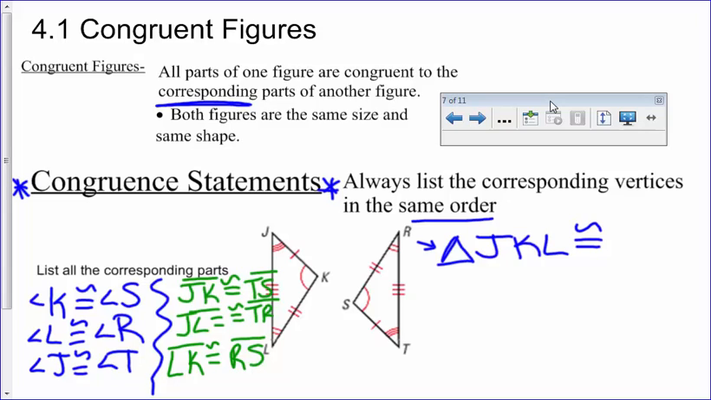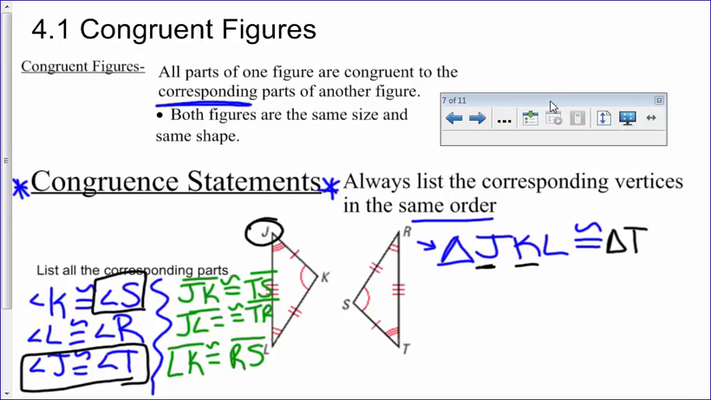And I'm going to take a look at the order of what I put my JKL in. Since I put J first, we take note, I've said J and T over here are congruent. So since J's first, T has to be first on my triangle. K is next. Well, over here I put K being congruent to S. So S has to be next. And finally, L, and then L matches with R. So TSR is the correct order. It has to be in that order. So what if I wrote the order differently? Triangle KLJ.